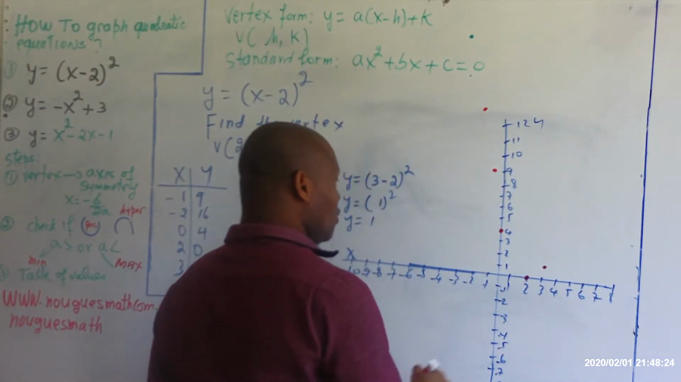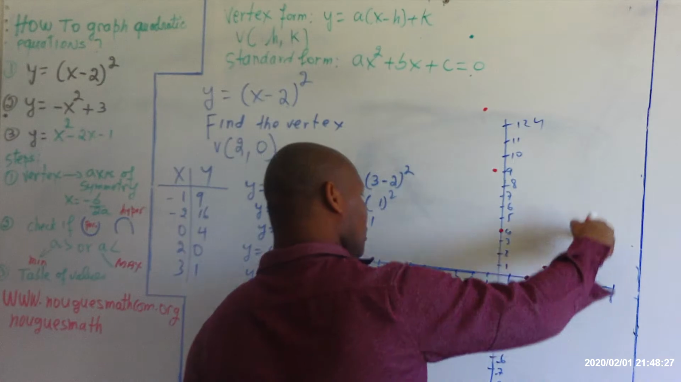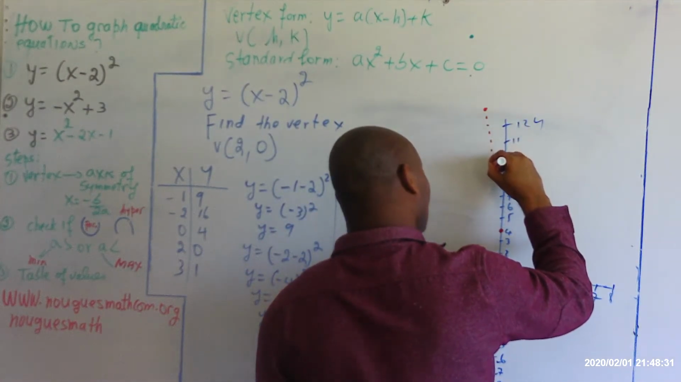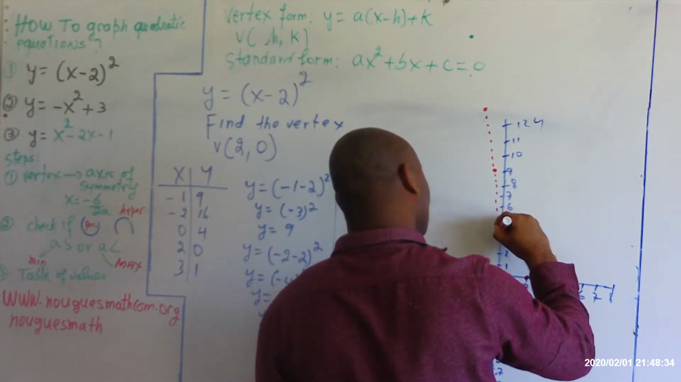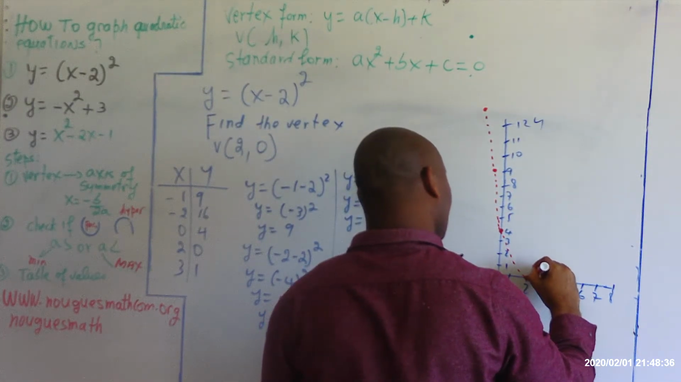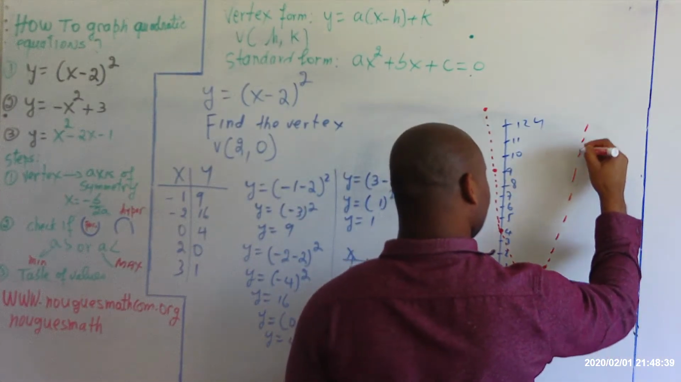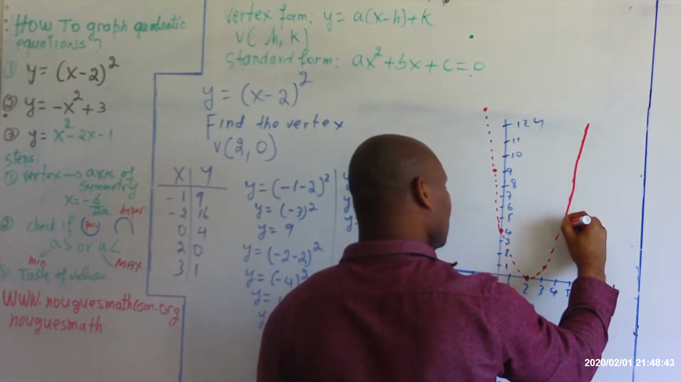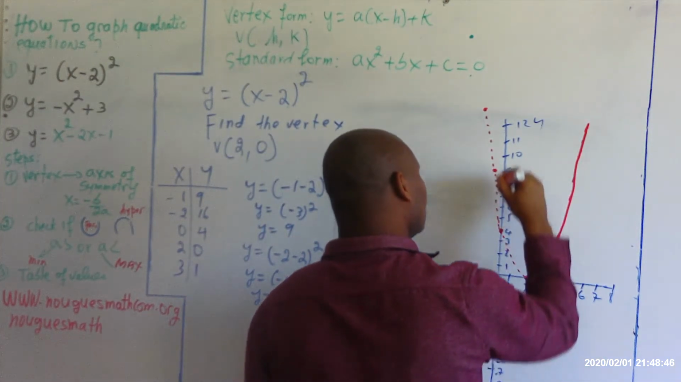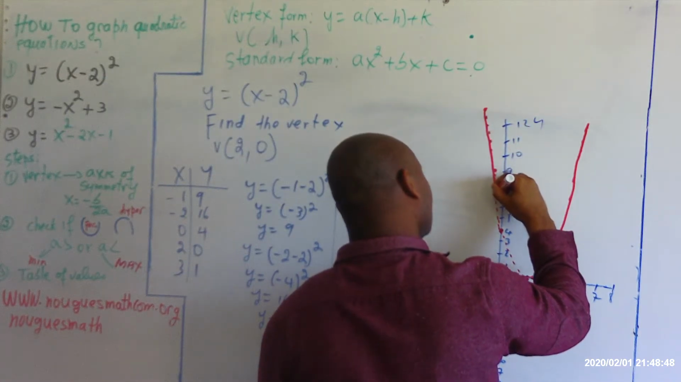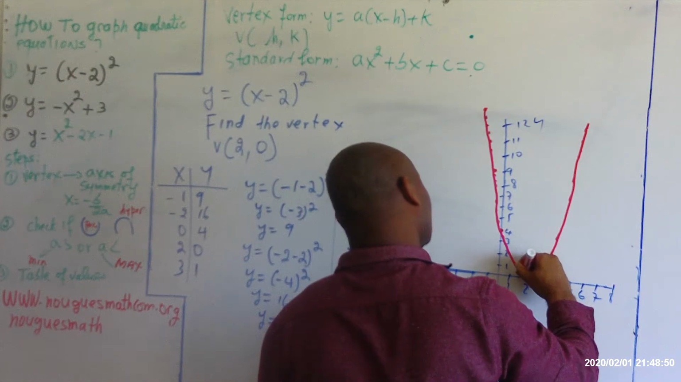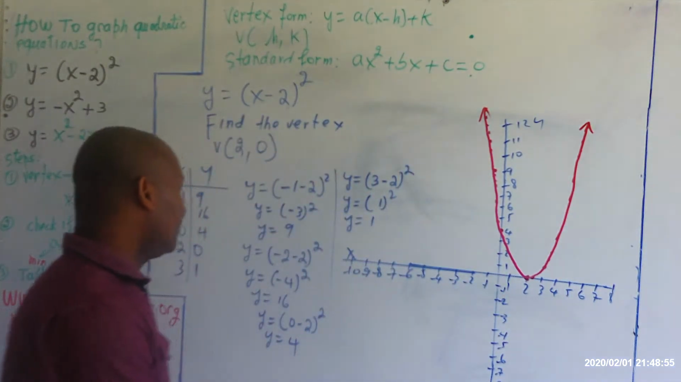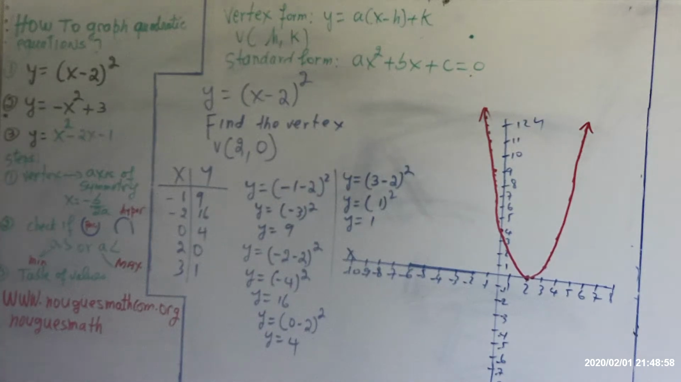Okay, now we already see where the graph is going. So let's connect the points, and then we'll see exactly. Yeah, that's a super nice graph. Very nice graph, okay?